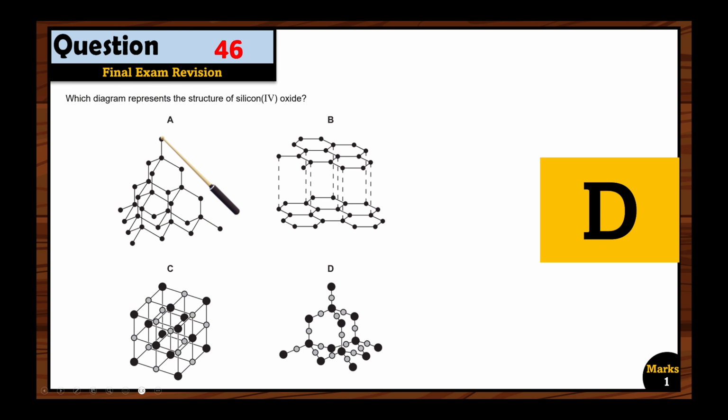If you see here, all the atoms are shown in black color, right? So it means it is made up of a single type of atom. So that is diamond. But here, if you see, we have 2 different types of pattern present. So it means this one is actually silicon oxide. So option D is right.